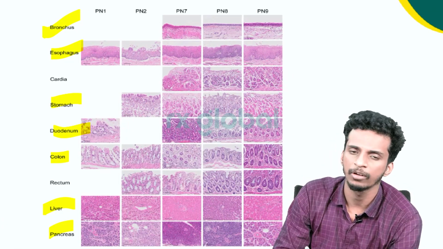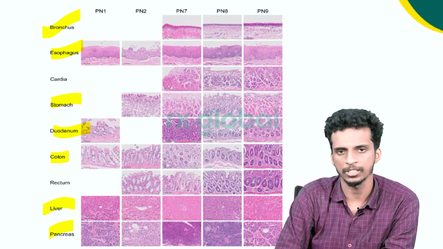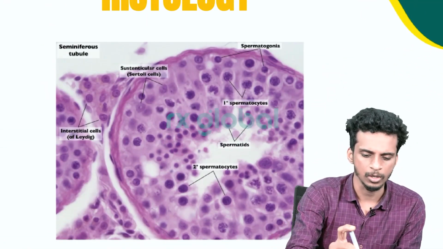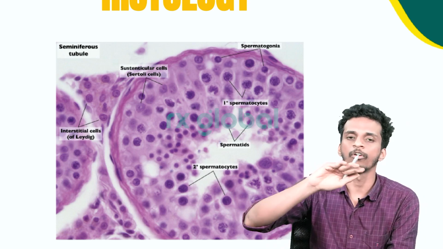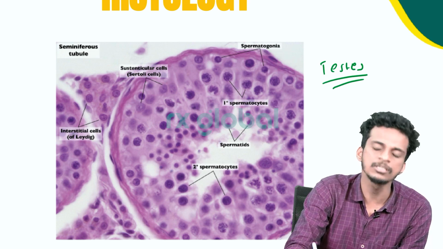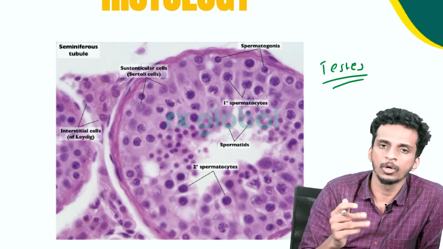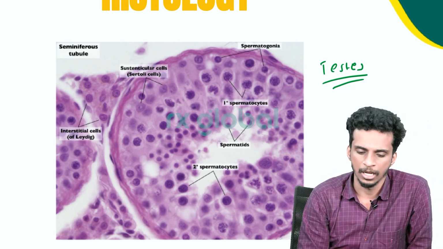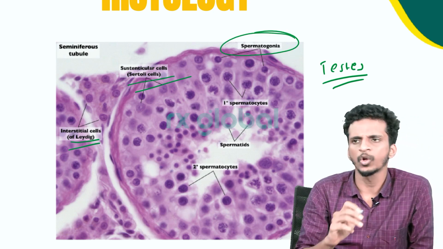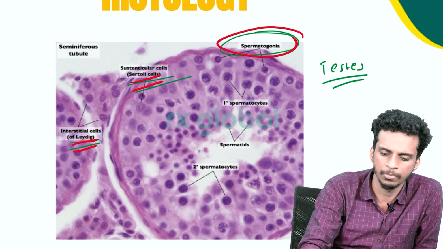So that's basically what we do in the histology lab, the histology part of anatomy, studying the microscopic structure. Now I'm just showing you the histology structure. If you take a section of your testis, this is how it looks. This is the microscopic appearance of testis. Here we have Leydig cells, Sertoli cells, and spermatogonia. You know all of these terms.